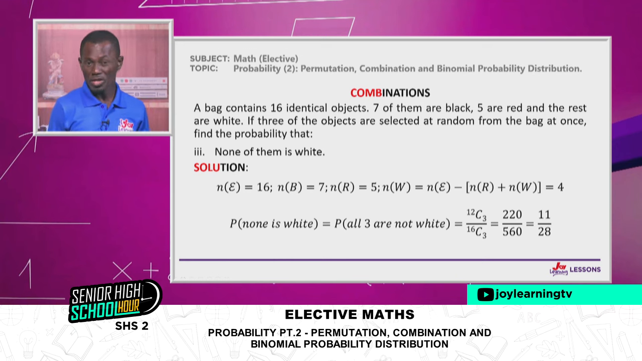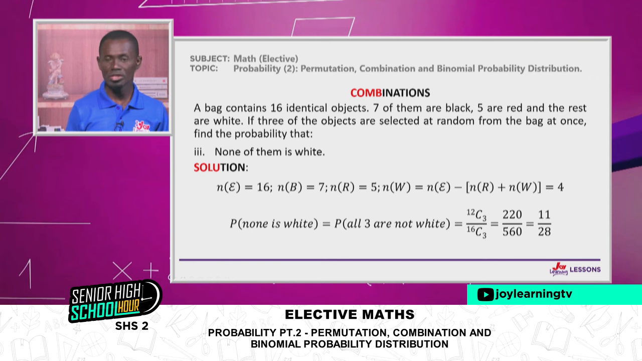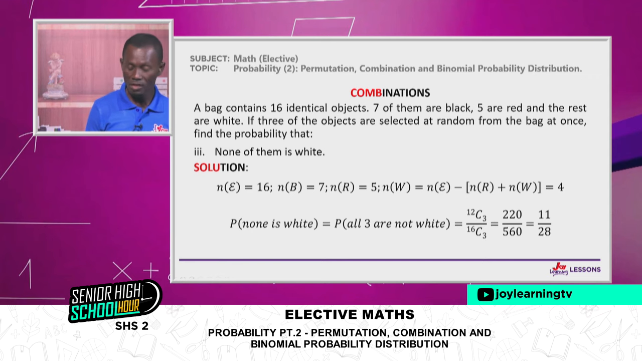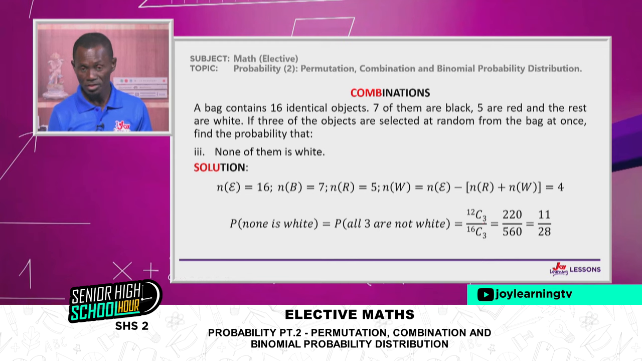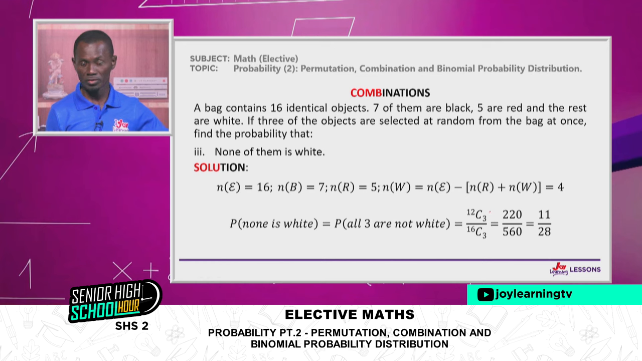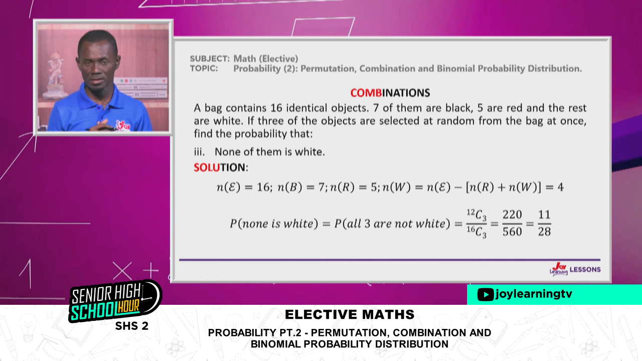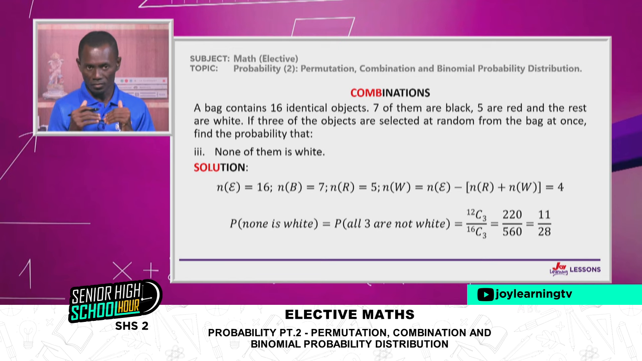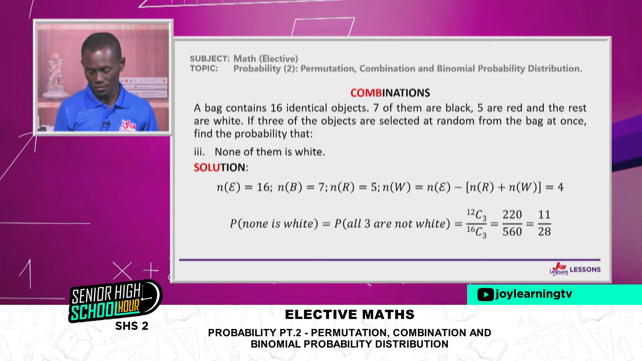The other way was to find all whites minus the probability that there was no restriction, which would still give us the same thing. So here we have 11 on 28. Remember, we have 12 combination 3 because non-whites are 12. The whites were 4, so non-white would be 4 from 16, that would be 12. For the denominator, it remains the same all the time. We're picking 3 out of 16.